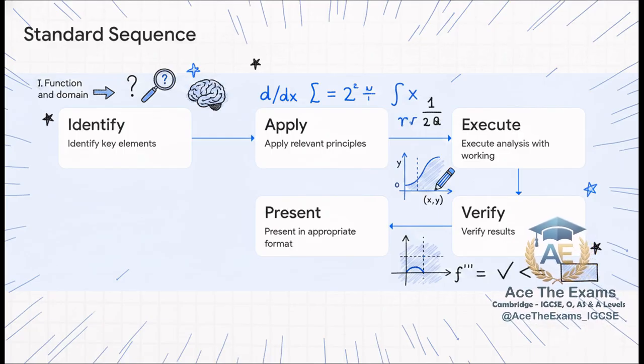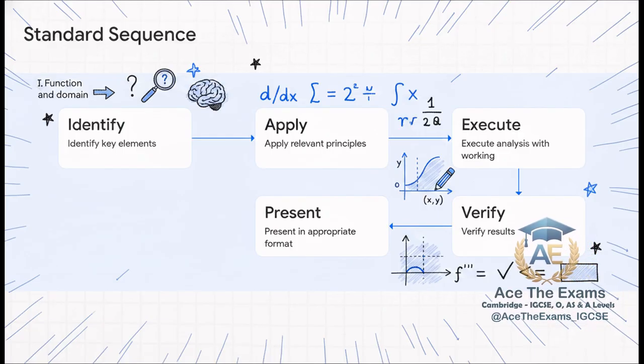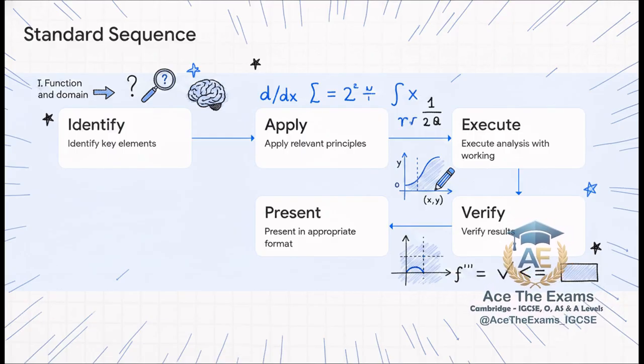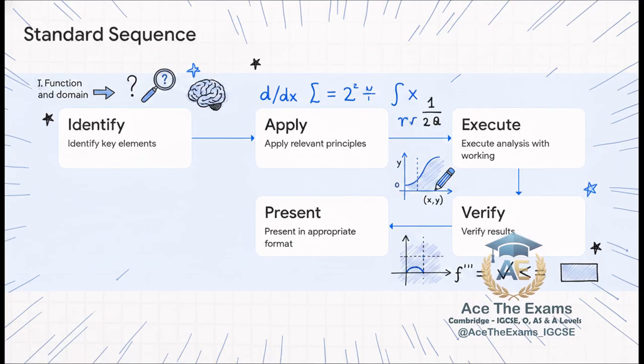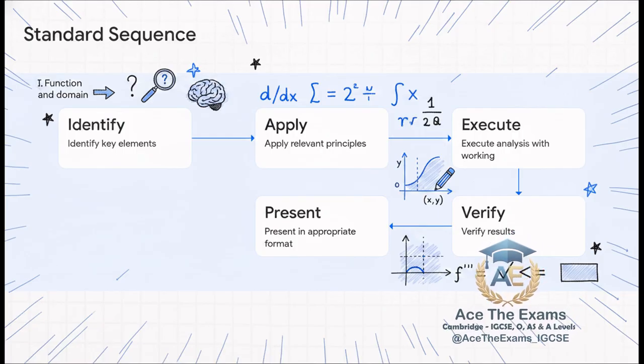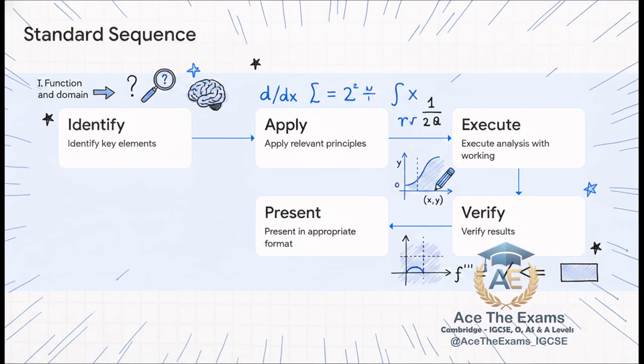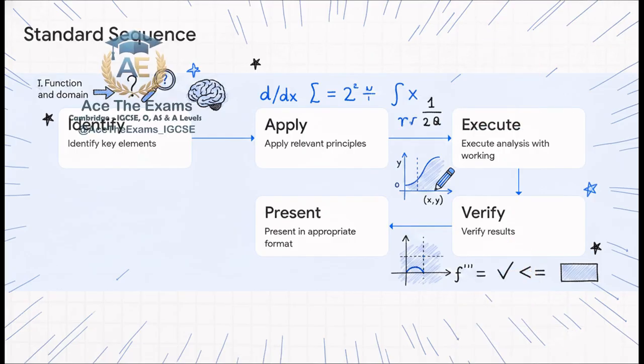Step 4, verify your results. Use the second derivative test. Check the boundary values. And Step 5, present the format. Draw the sketch properly or write the range with the correct inequality signs. If you stick to this blueprint, step by step, you are literally guaranteeing yourself maximum method marks.